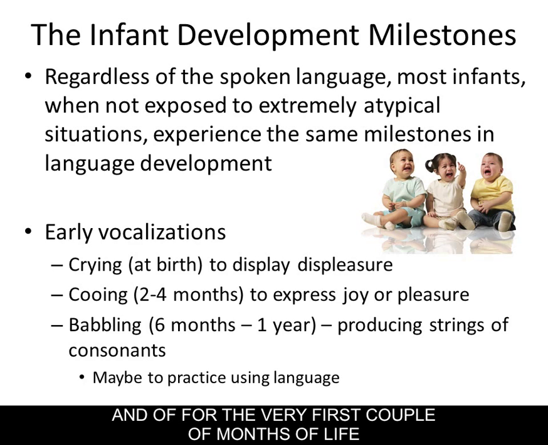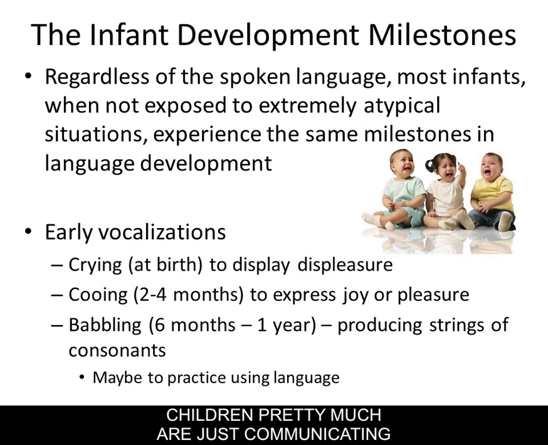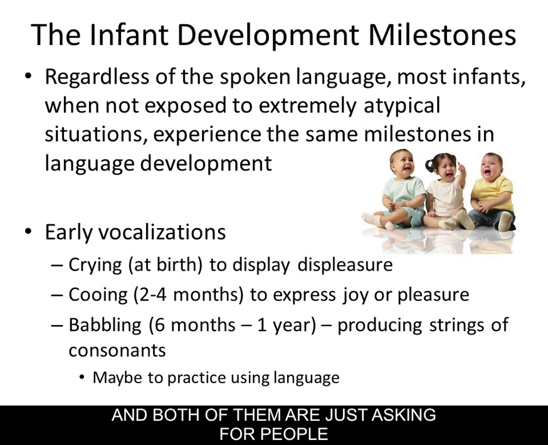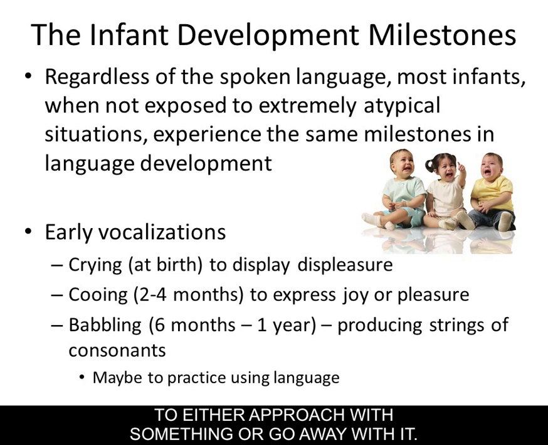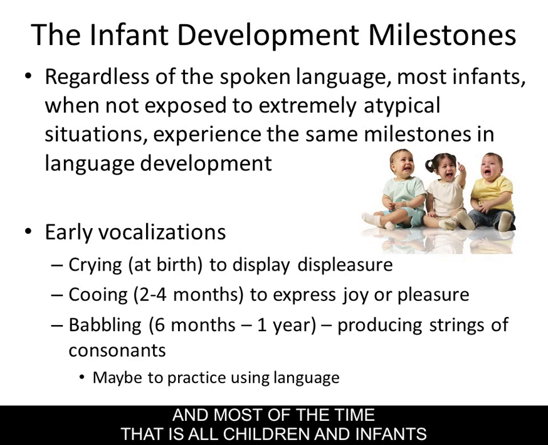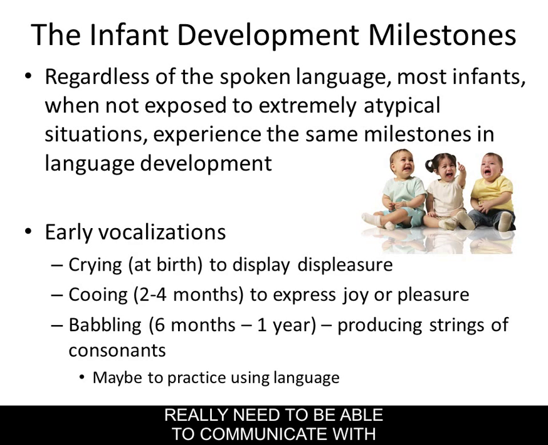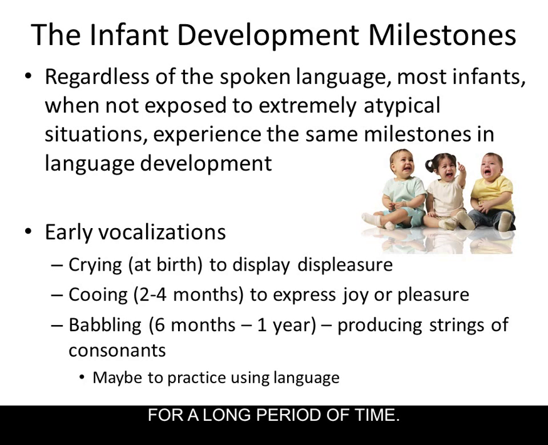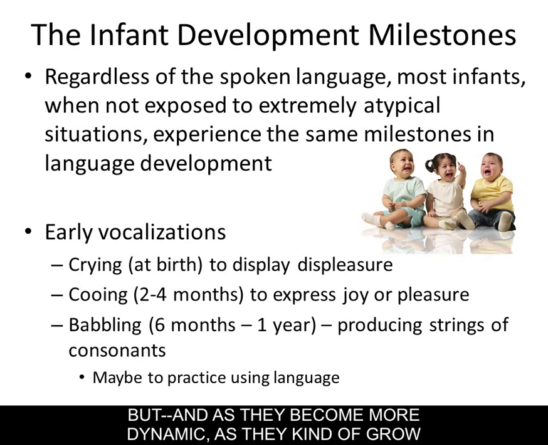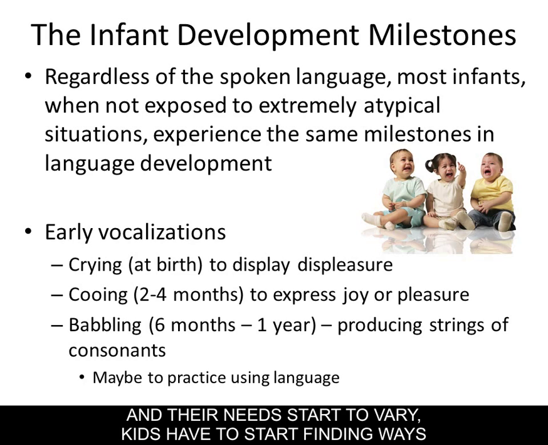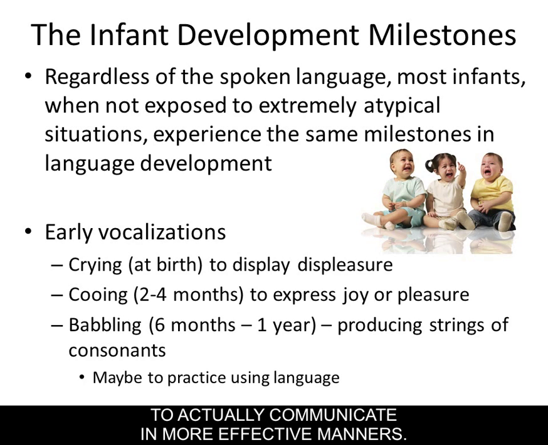And for the very first couple of months of life, children pretty much are just communicating with these two tools, crying or cooing, and both of them are just asking for people to either approach with something or go away with it. And most of the time, that's all children and infants really need to communicate with for a long period of time. But as they become more dynamic, as they grow and their needs start to vary, kids have to start finding ways to communicate in more effective manners.